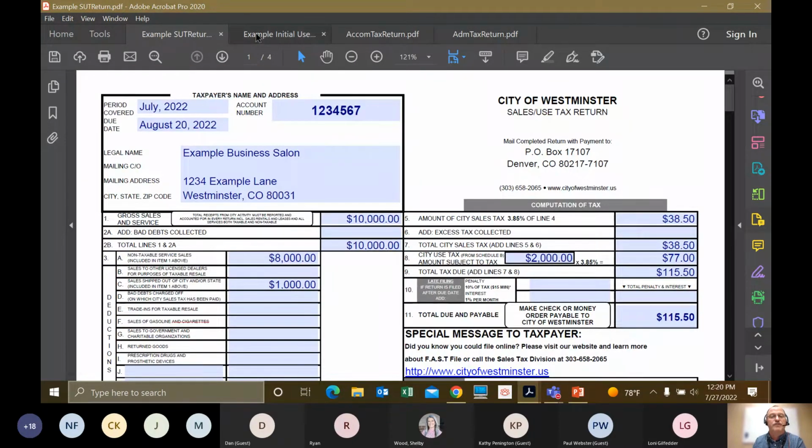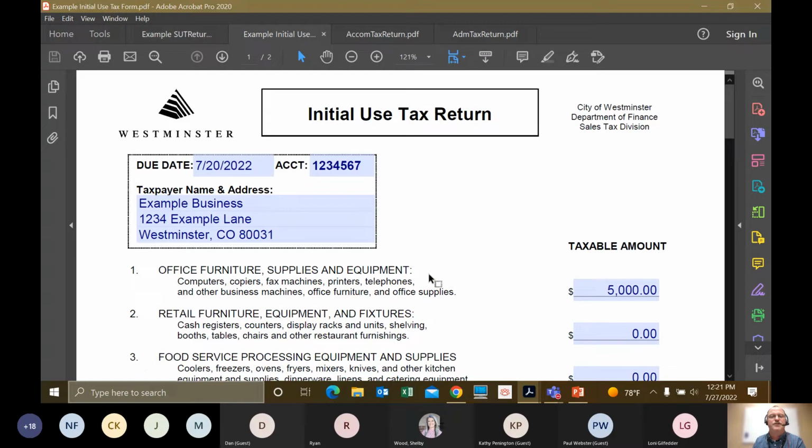The other return, and we can go back to this later if you have questions, of course. This is the initial use tax return. A business fills this out one time. It's due the month after you've opened. So if I opened in June, it's due by July 20th. And this return, again, is focused on use tax only. And it's looking to see if I owe any use tax on items I've purchased for my business or for the setup of my business. And we do look back 6 months. So if you open your business here and started in Westminster, that might have only taken you a month. But if you moved from Denver, you may have been planning that, and we will look for anything back 6 months.